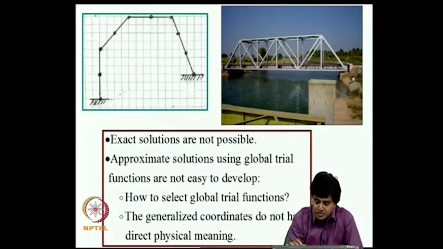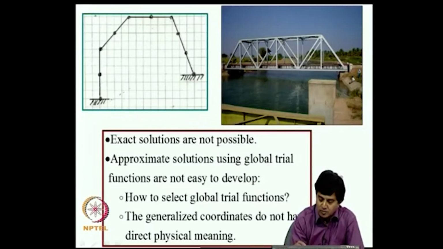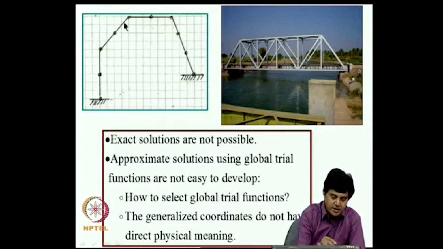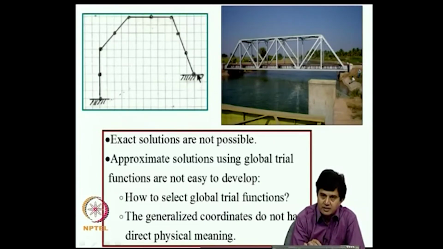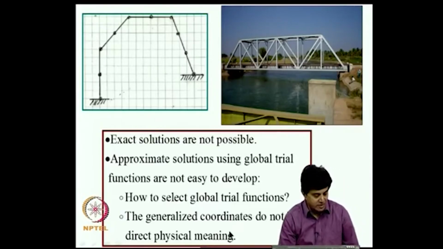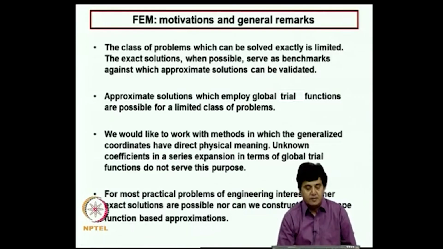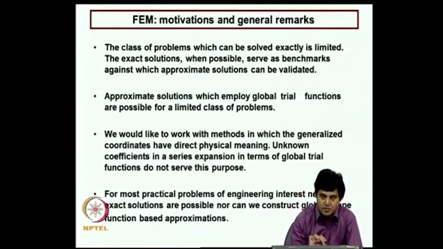Now, approximate solutions using global trial functions are again difficult because it is very difficult to set up trial functions for this type of system. Similarly, even for this simpler system, it is very difficult to set up the globally valid trial functions. As I again said, the generalized coordinates even in such representations do not have direct physical meaning. Now, the finite element method basically aims to overcome these limitations.